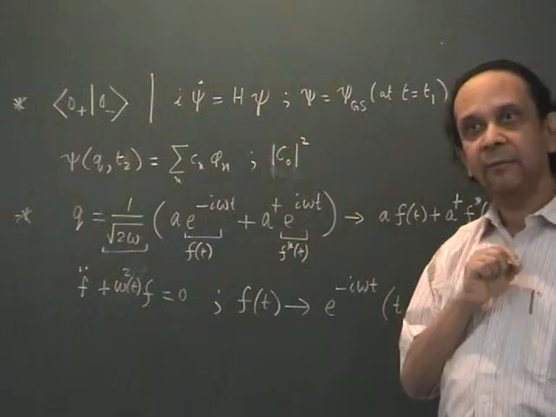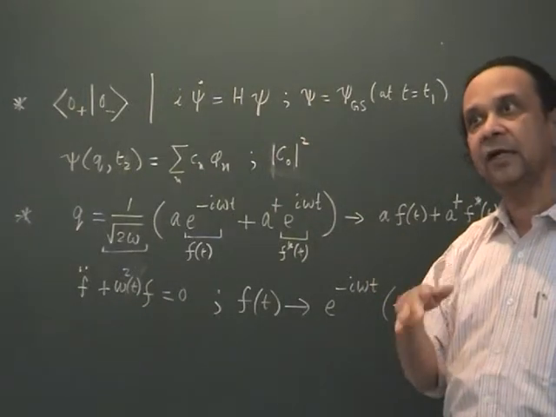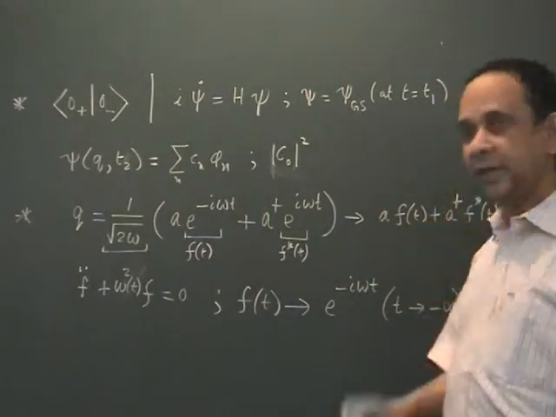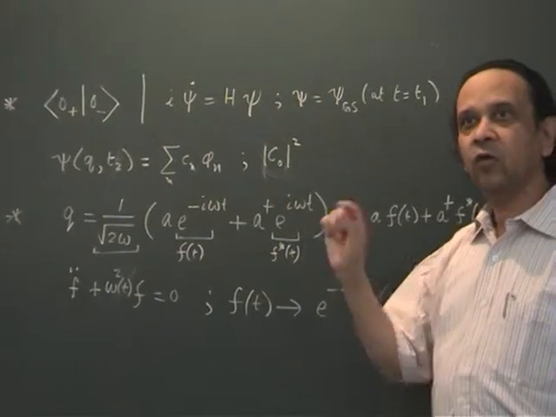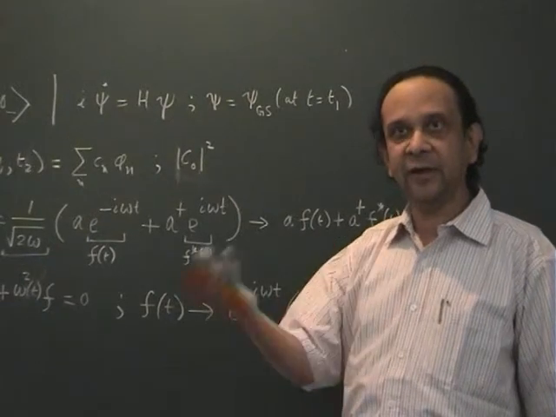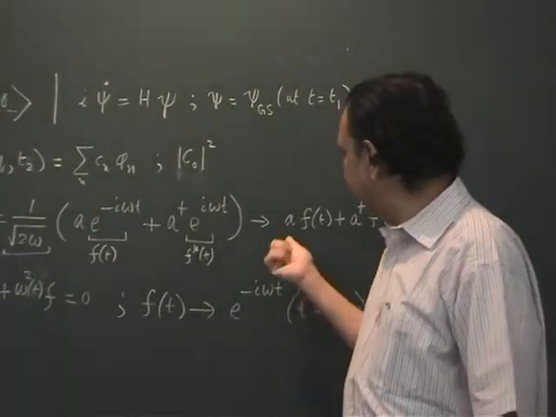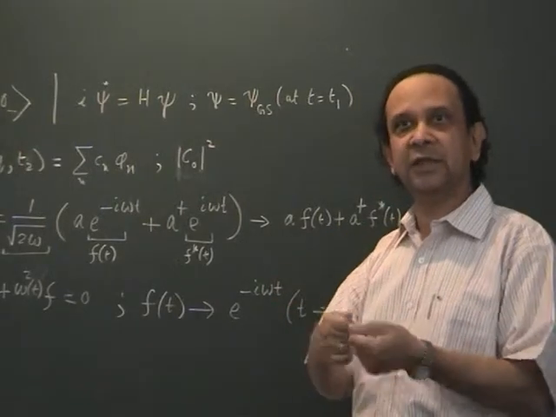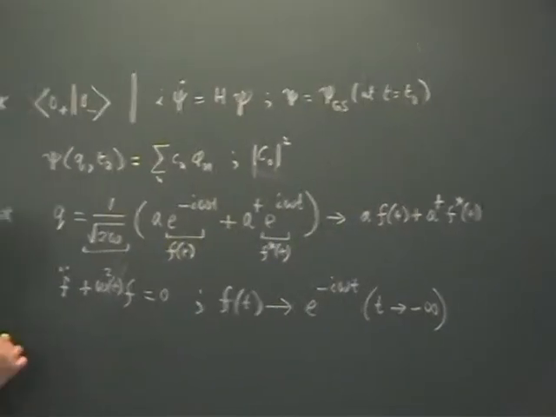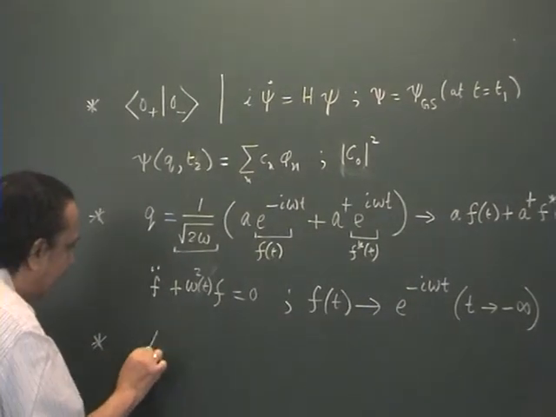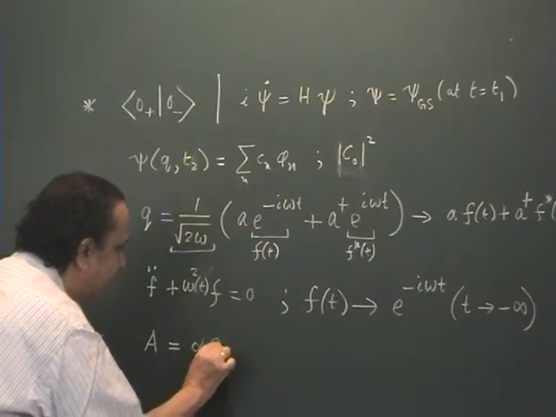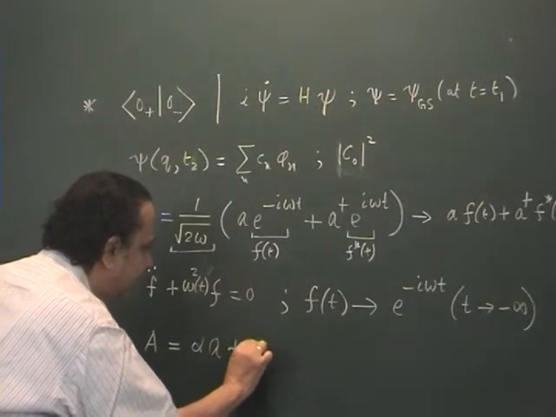where your f of t will have an e to the minus i omega t part and an e to the plus i omega t part. Now your creation and annihilation operators are always defined as the coefficients of e to the minus i omega t and e to the plus i omega t. Okay, that is how you define your vacuum structure. As a result of it, your A's are going to become linear combinations of the original a's. So in general, what will happen is that at late times, you will have an A which will be some alpha times the original a plus beta times a dagger.